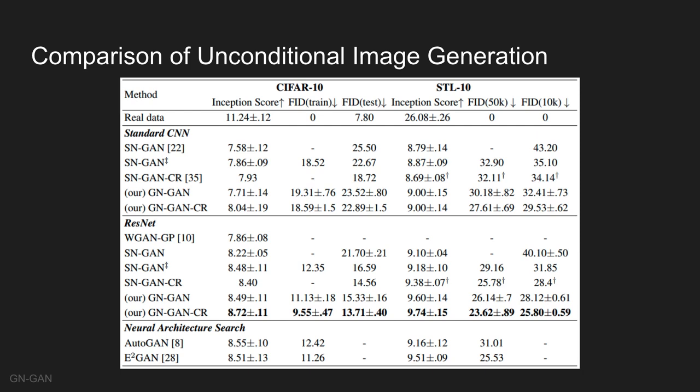The gradient normalization can be used in different kinds of generation tasks. For unconditional image generation, we apply gradient normalization on DCGAN and ResNet-based architecture. The quantitative results outperform previous works in terms of inception score and FID on both CIFAR10 and STL10 dataset.